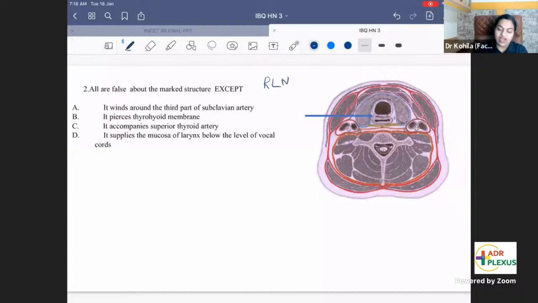Recurrent laryngeal nerve. They ask what is the true statement about recurrent laryngeal nerve, right? It winds around the 3rd part of subclavian artery. No, the right recurrent laryngeal nerve winds around the 1st part of subclavian artery. It pierces the thyrohyoid membrane. No, the internal laryngeal nerve pierces the thyrohyoid membrane. It accompanies the superior thyroid artery. No, superior thyroid artery is accompanied by external laryngeal nerve. It supplies the mucosa of the larynx below the level of vocal cords. Yes.